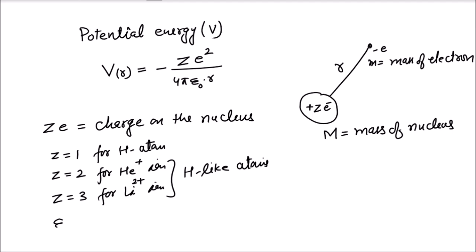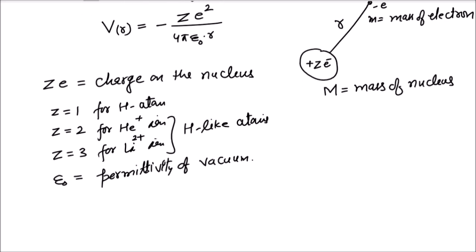And what is epsilon naught? Epsilon naught is the permittivity of free space, or we can say vacuum. Means there is no need of relative permittivity. Relative permittivity is not needed, as the space inside the atom is empty.